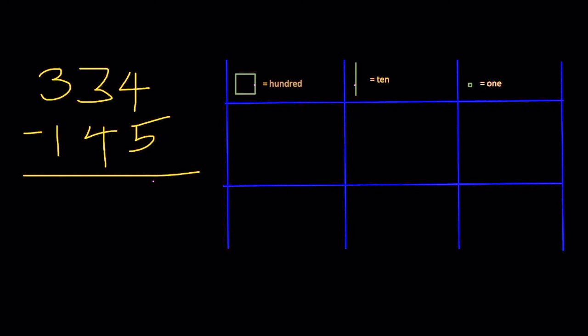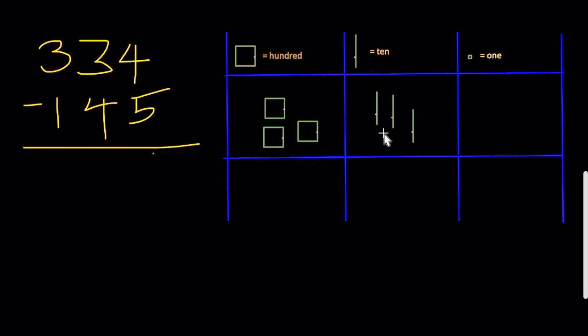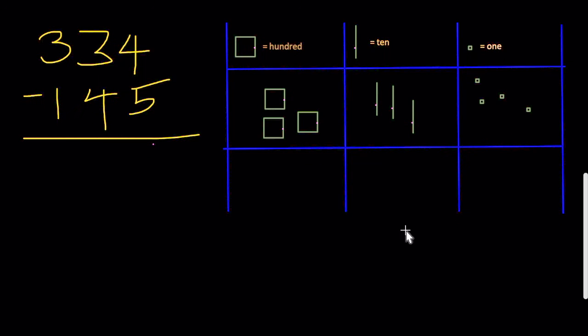Well, we can figure this out. We know that there's 3 hundreds. So that means we're going to add 3 hundreds in this box. Now we know that there are 3 tens. So that means we're going to add 3 of these over here. Since there's 4 ones, we're going to have to add 4 ones on here. And now we're going to look to the next number.